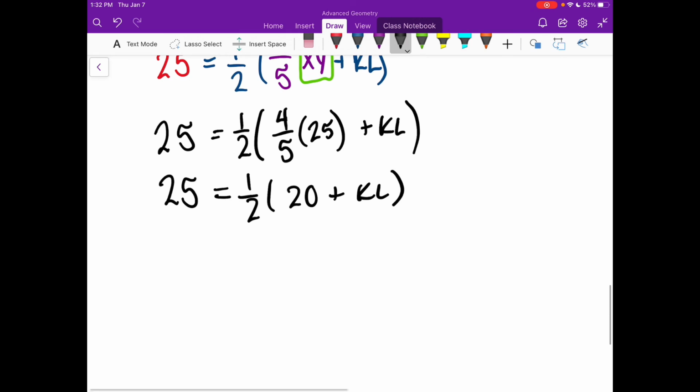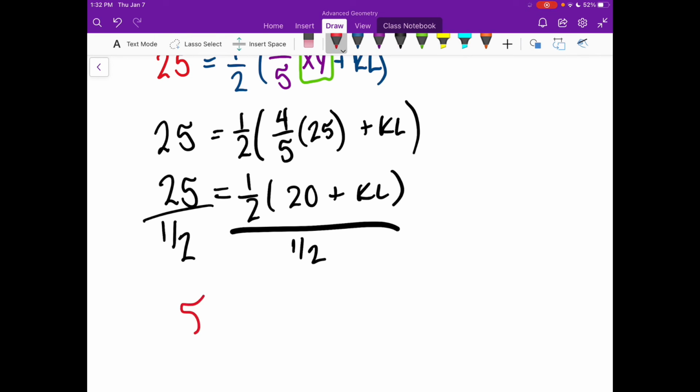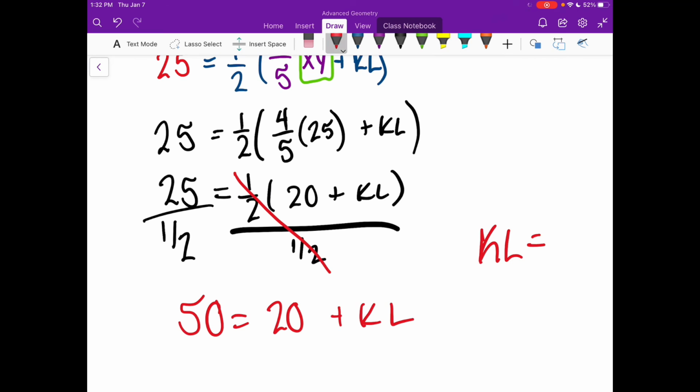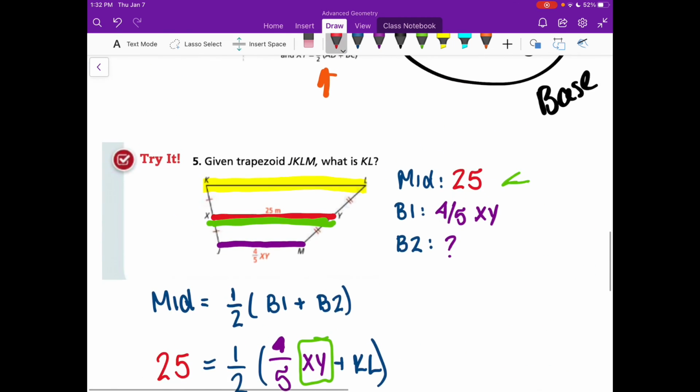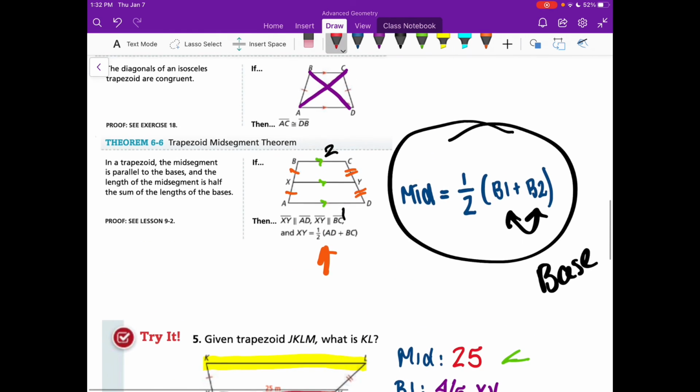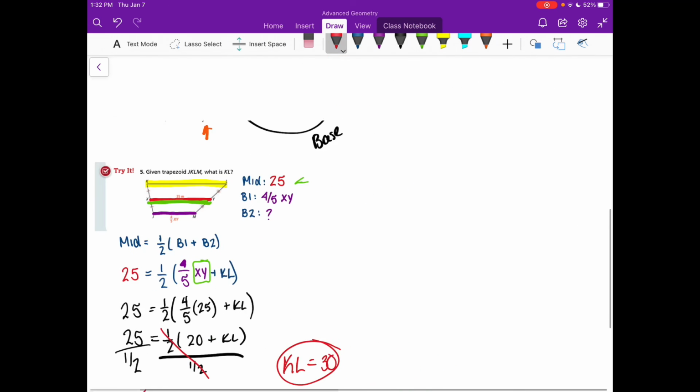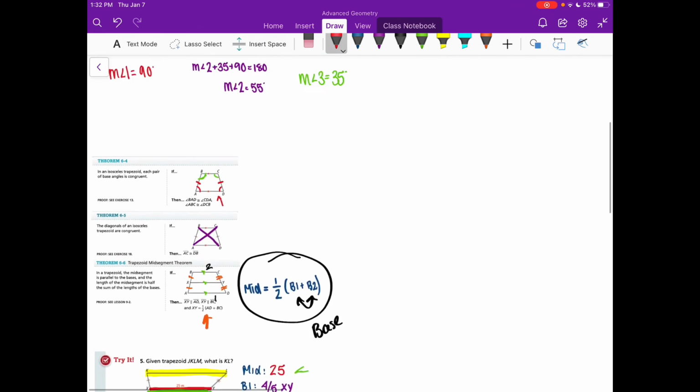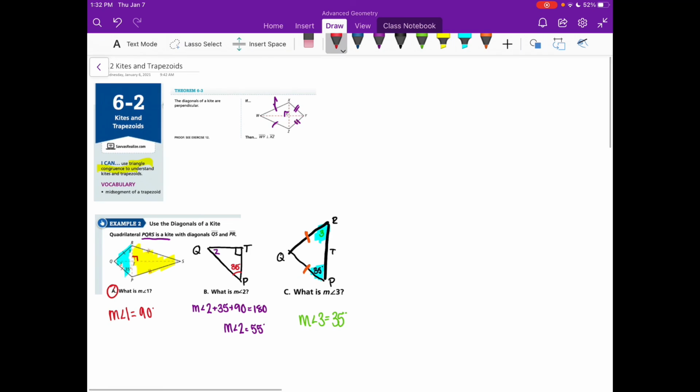And now we can really get into solving. I'm going to divide both sides by 1/2, and 25 divided by 1/2 is 50. So we get 50 equals 20 plus the unknown KL. Subtract that 20, and you're going to find that the unknown base is 30. And that's how we could use that mid-segment theorem to find some missing information. That's Kites and Trapezoids, and you guys are going to go kill that target.